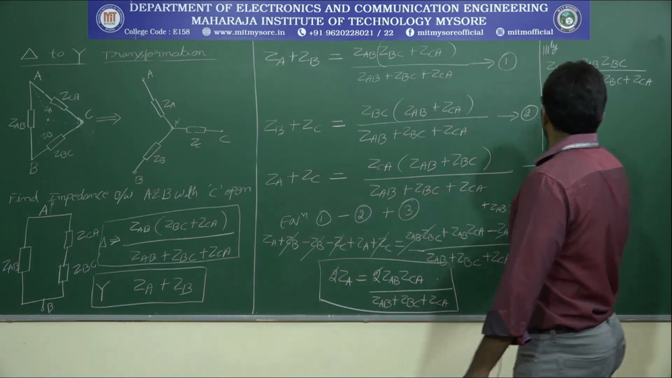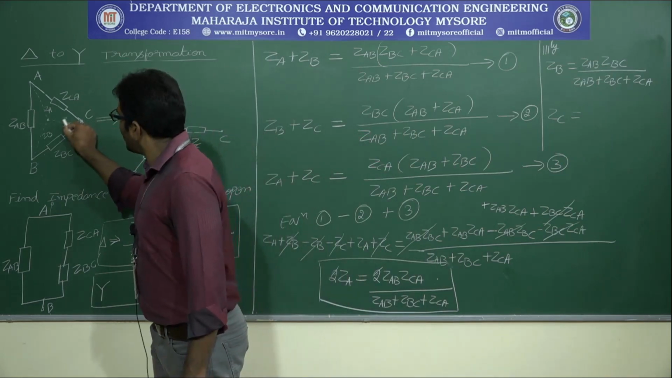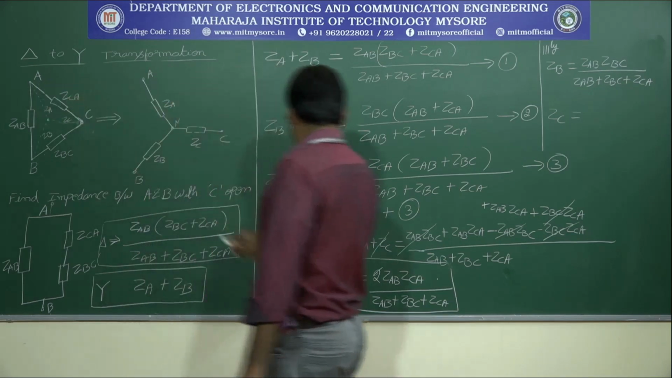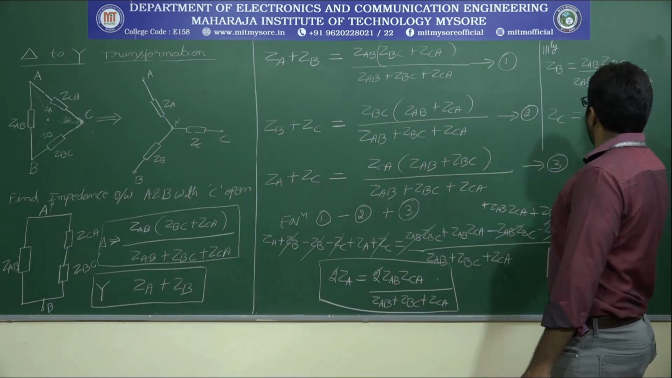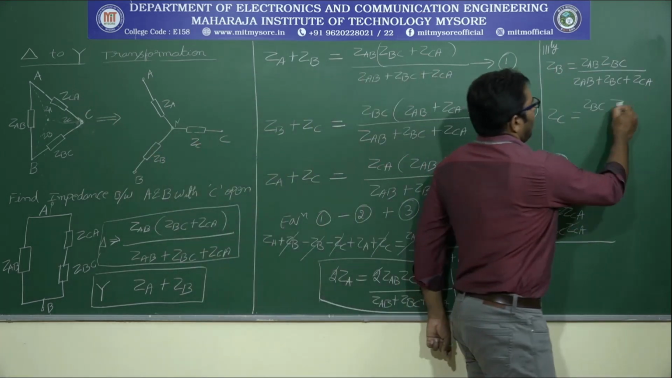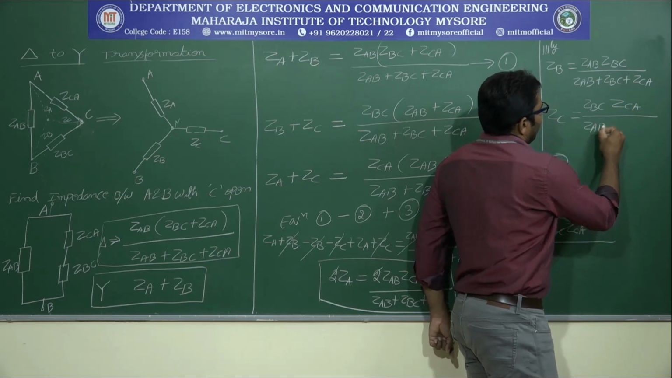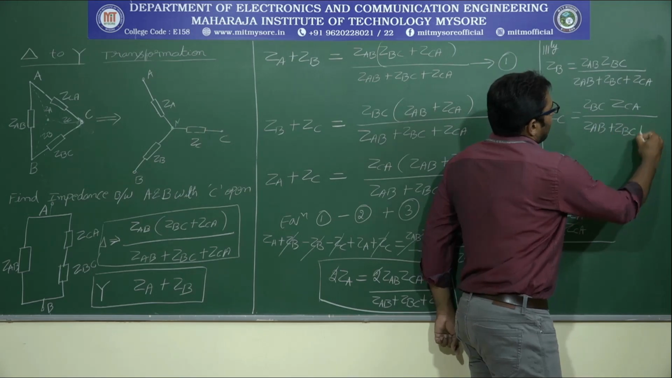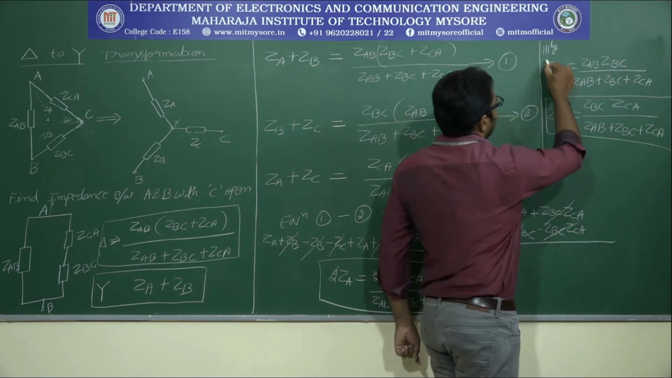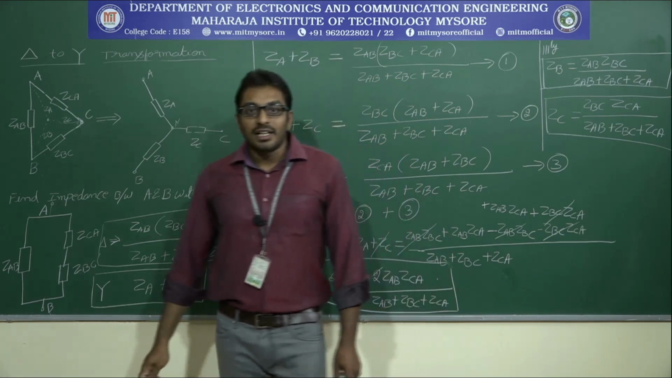Okay, so last one, ZC is equal to, see, where is the ZC here? This is the ZC, right? ZC is equal to ZBC into ZCA divided by ZAB plus ZBC plus ZCA. Yes, these are the three formulas to find out effective impedance.